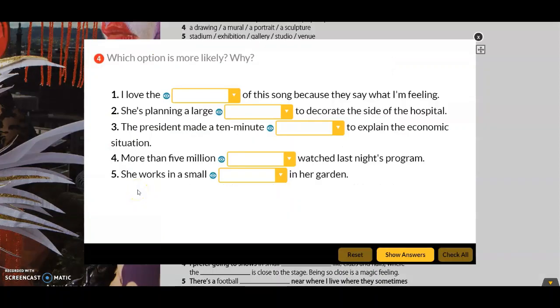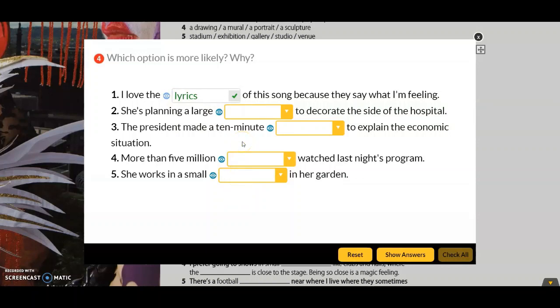Okay, guys, so now you have answered these exercises, and we are going to see the correct answers, if you are correct or if you did not choose the correct one. Okay, so in the first one, it says, I love the blank of this song because they say what I'm feeling. What would it be? Lyrics or verses? Verses, I think that it's lyrics. Let's check it. Yes, lyrics.